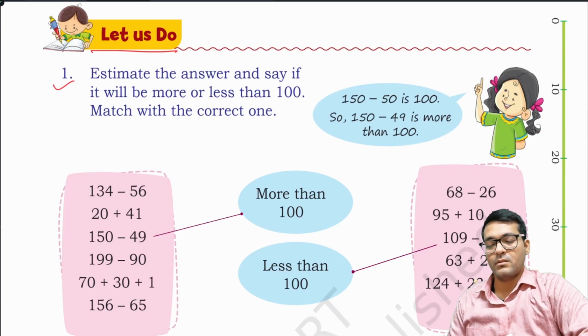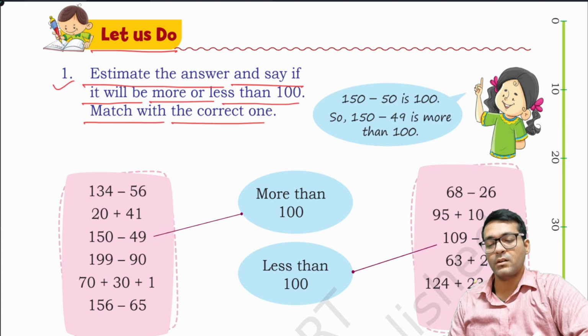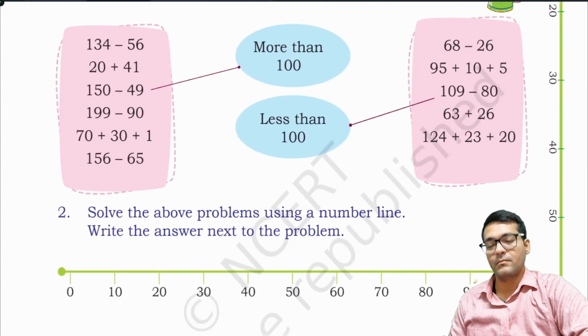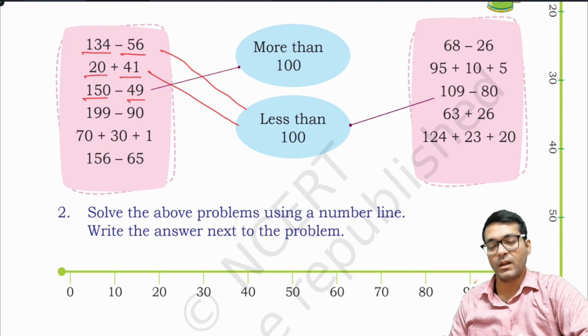Let us do 1. Estimate the answer and say if it will be more or less than 100. Match with the correct one. 150 minus 50 is 100. So 150 minus 49 is more than 100. Nandini says 134 minus 56 is less than 100. 20 plus 41 is less than 100. 150 minus 49 is more than 100.